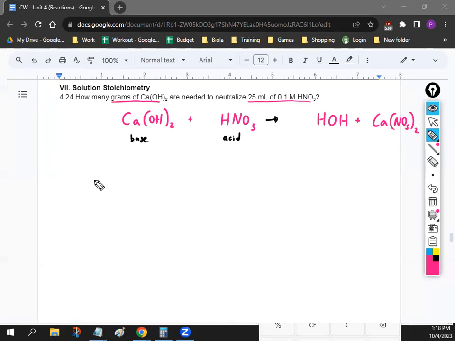I'm going to give you about 2 minutes to see if you can start by balancing it, and then I'll come back in and help you set up the start of the problem. But if you feel comfortable going all the way to the end, just go ahead. At least try to balance it in the next 2 minutes. For your balancing, you should have gotten a 2 right here and a 2 right here.